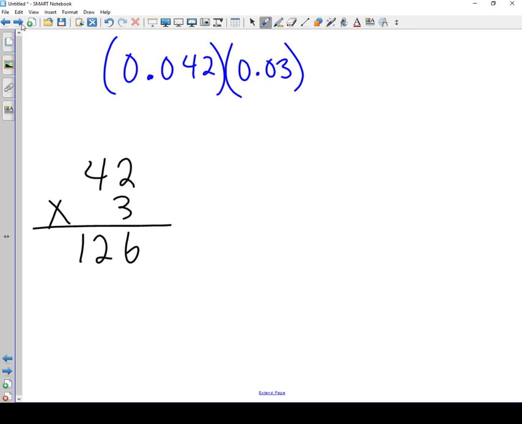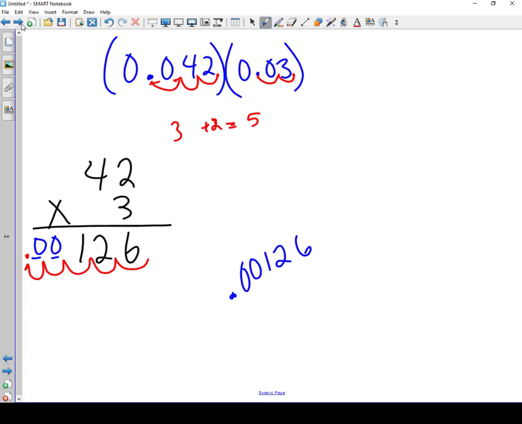So I'm done multiplying. I go back up to my answer, and I start on the right side, and I count 1, 2, 3. Remember, I'm counting between the numbers because that's where the decimals go. So I have 3 here, and I start over here, and I count 1 between and 2. So I'm adding 3 and 2, which gives me 5. So I need 5 decimal places. So 1, 2, 3, 4, and 5. So here's my decimal. And what am I going to do about these open spots here? Well, they get placeholders. So I have decimal 0, 0, 1, 2, 6. Tenths, hundredths, thousandths, ten thousandths, hundred thousandths. And so 126 hundred thousandths is my answer for this one.